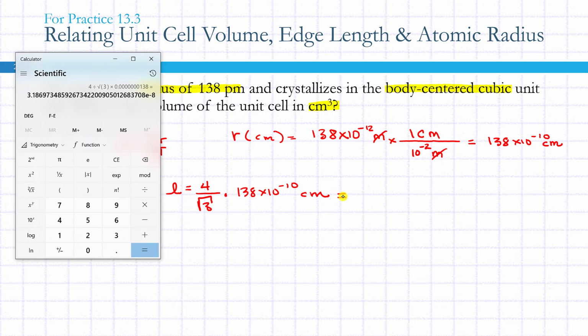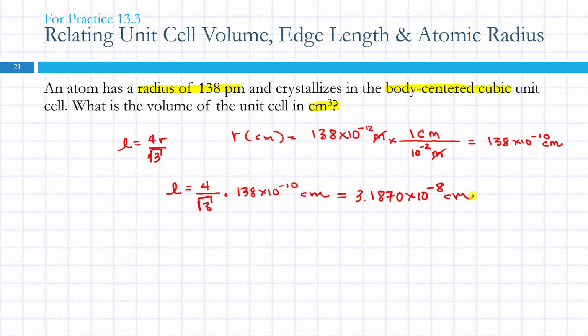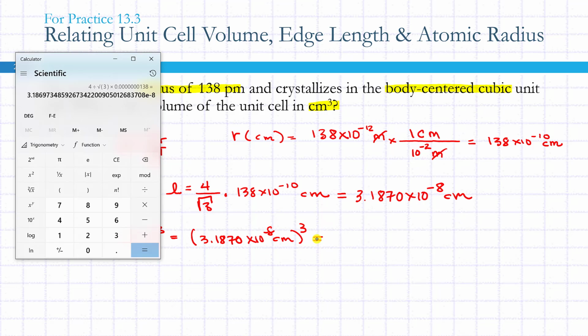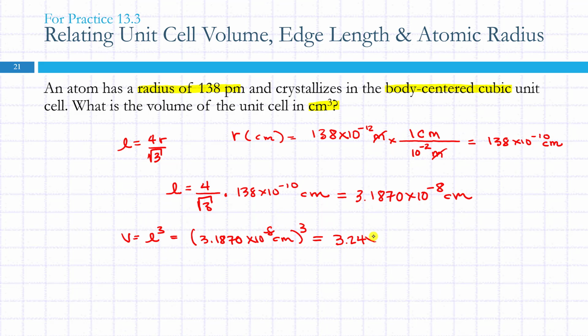That gives me 3.1870 times 10 to the minus 8 centimeters, like that. And then to calculate the volume, this is going to be L cubed. So that ends up being 3.1870 times 10 to the minus 8 centimeters, cubed. Pull up my calculator, and then all I need to do is raise it to the third power. And I get 3.2, and I have, let's see, 3 significant figures, so 3.24 times 10 to the minus 23rd. So there's the volume of the unit cell.